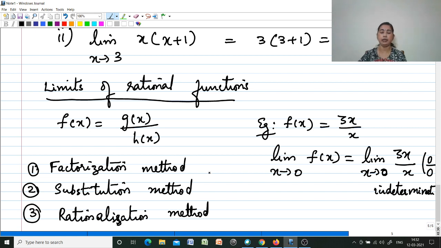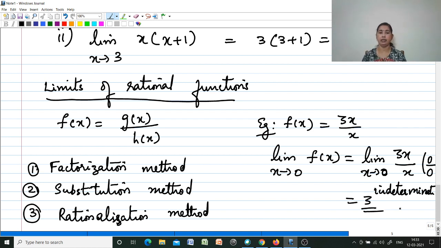So there are three different methods to find the limit. In the question it won't be asked to use this method or that method. We have to find out which method we have to use. So in this question we can just simplify this, we can cancel this x, that's called factorization. That is 3 into x by x, those two can be cancelled and we can write the answer as 3.